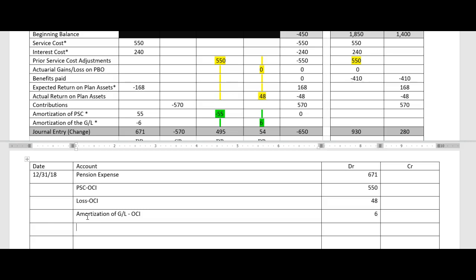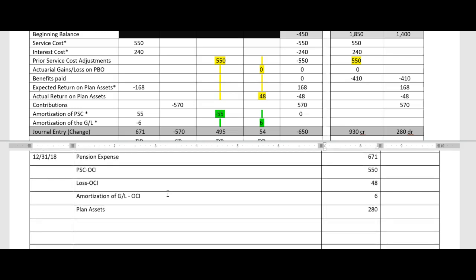All right, any more debits? Well, there's one more debit. Now remember, we're not going to journalize this column. This just tells us that we're in balance. Go over here. The 930 for the PBO is a credit, so we're going to credit the account there. The 280 is a plan asset going up, so we're going to debit the plan assets. So go over here and hit plan assets for 280.